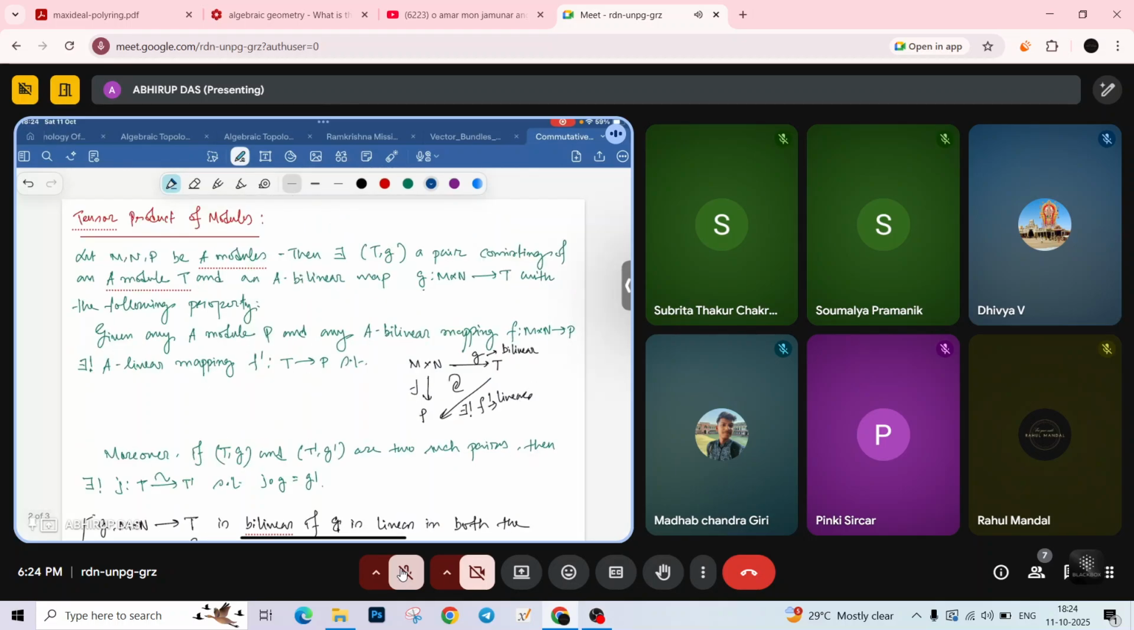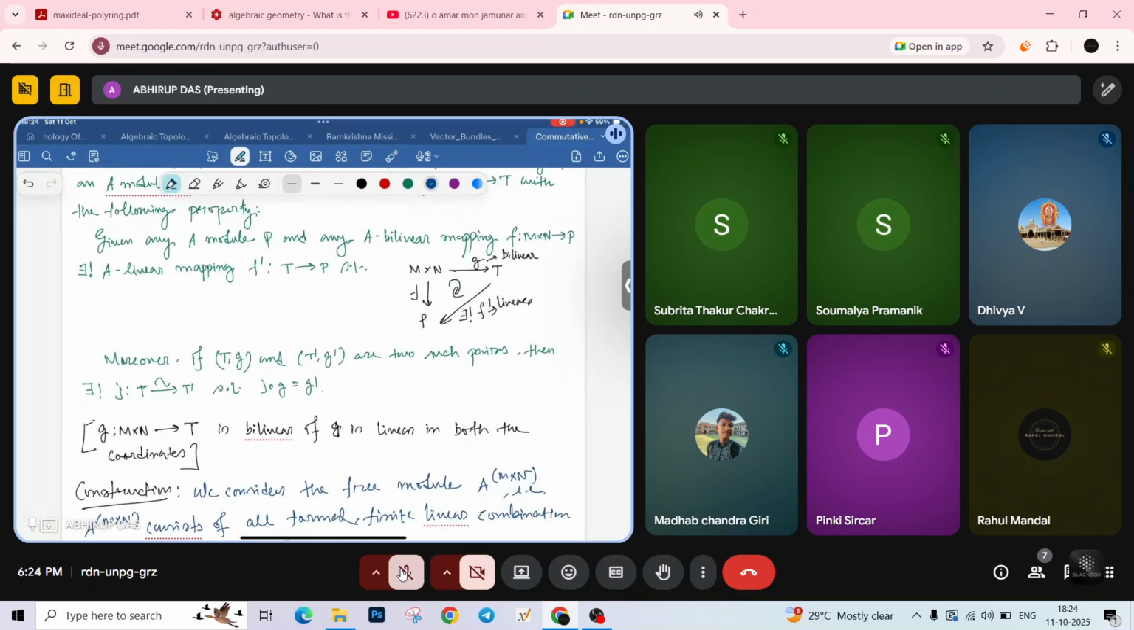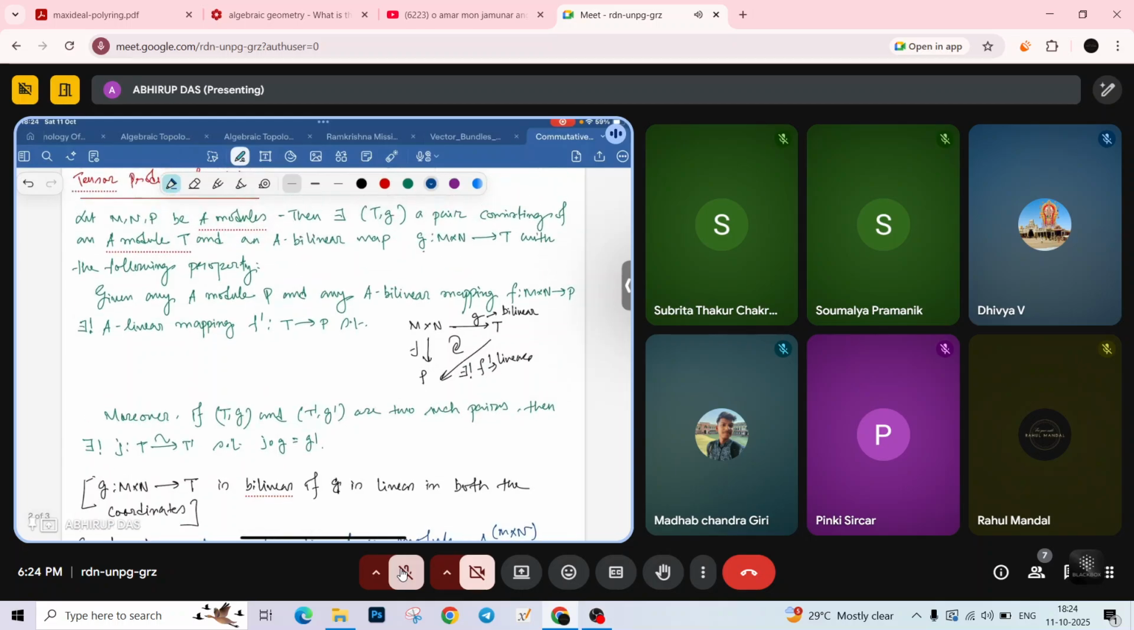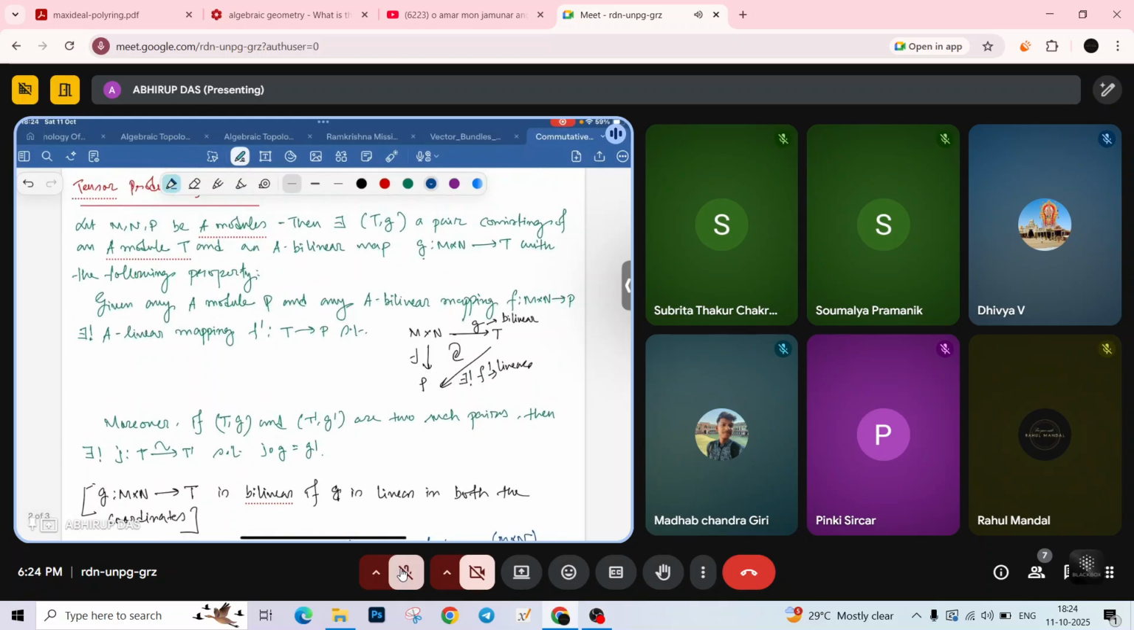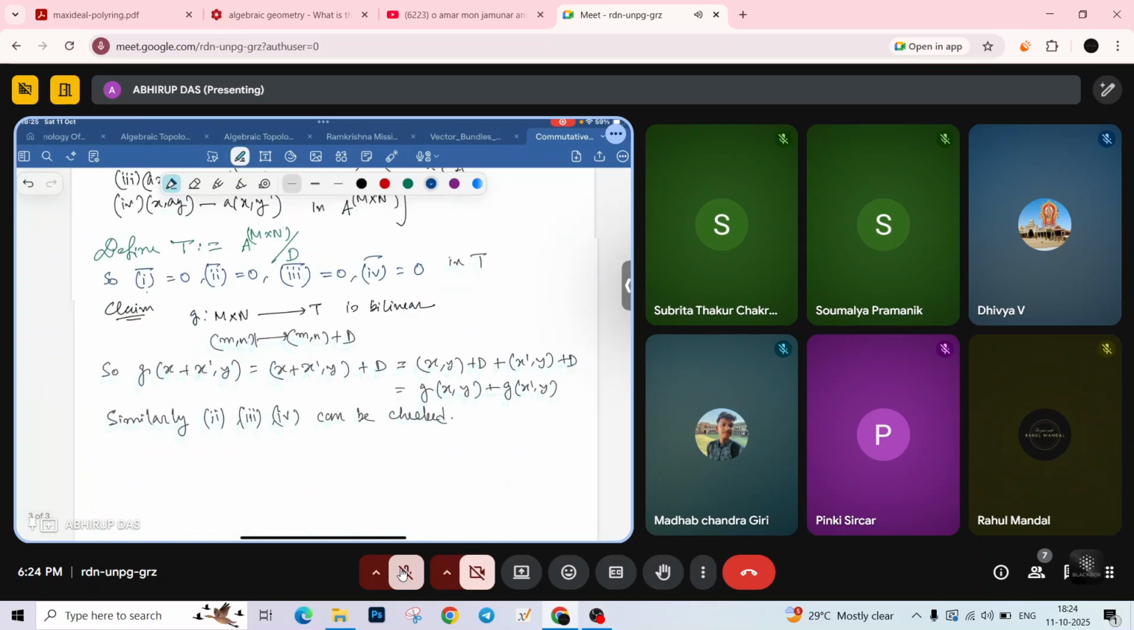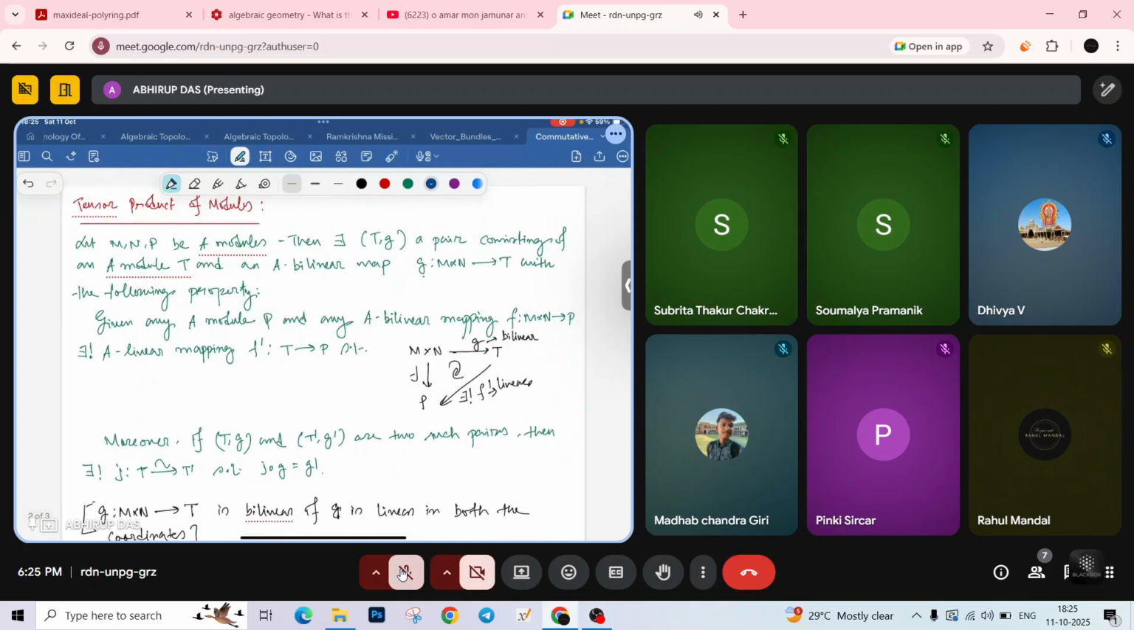Now the universal property, right? Given any module P, so see, we have come this far, okay? Now the next thing, that is, given any A-module P and any bilinear mapping F from M cross N to P, we will have to construct an F prime such that the diagram commutes. Let's copy this diagram.